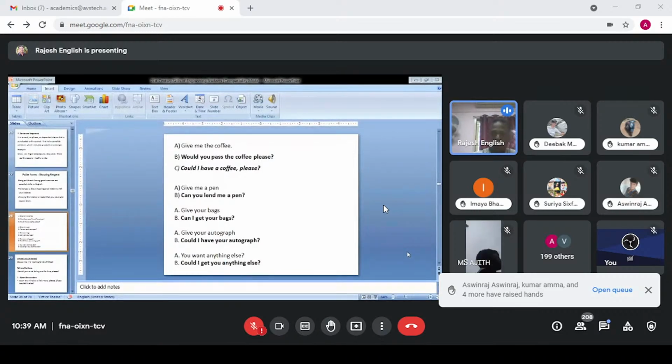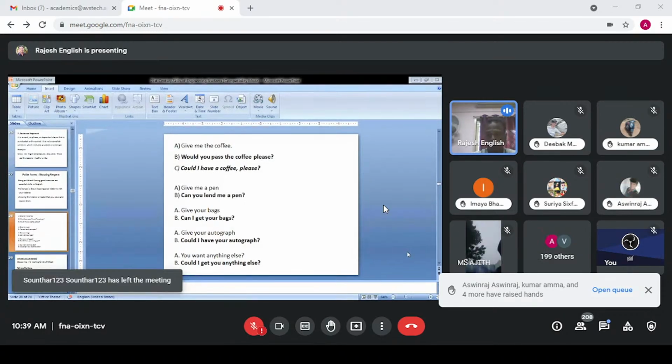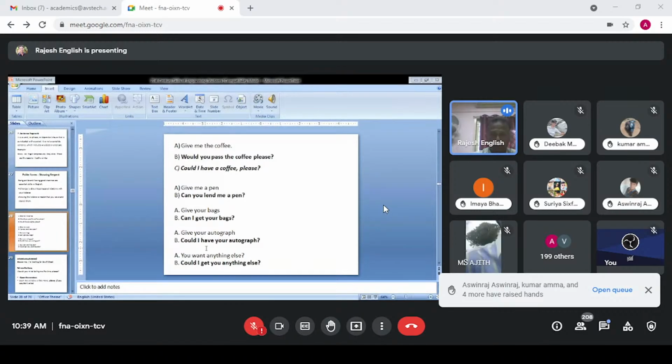In our school days or college days, we use, "Give me a pen." Instead, you can use, "Can you lend me a pen?" Instead of "Give your bag," "Can I get your bag?" Instead of "Give your autograph," "Could I have your autograph?" Especially these can-do statements. If you type can-do statements in Google, you will be able to find a lot.